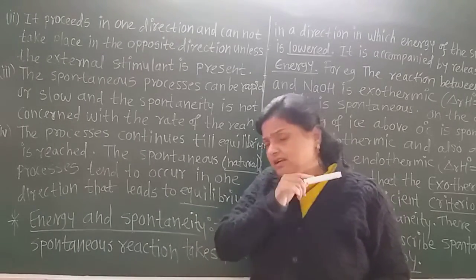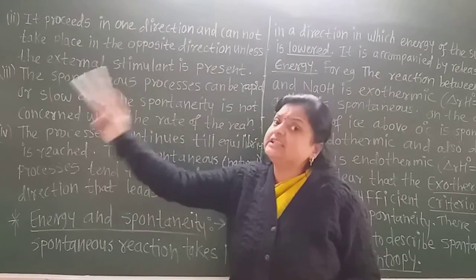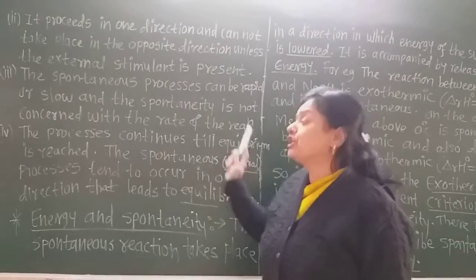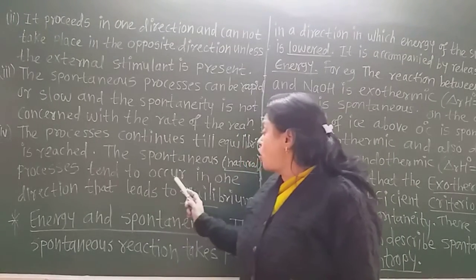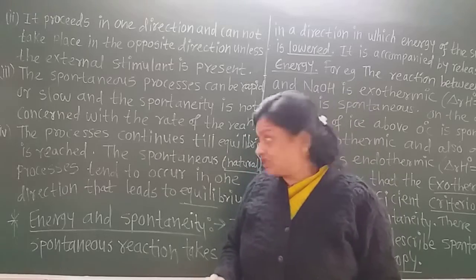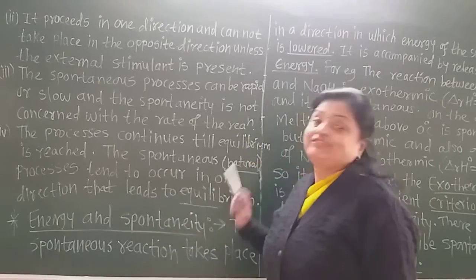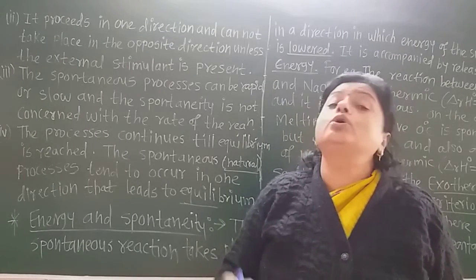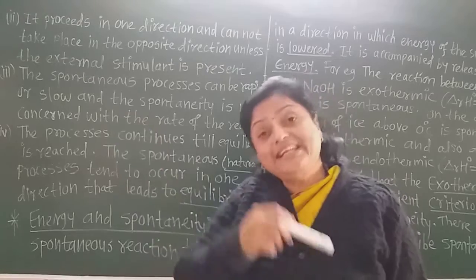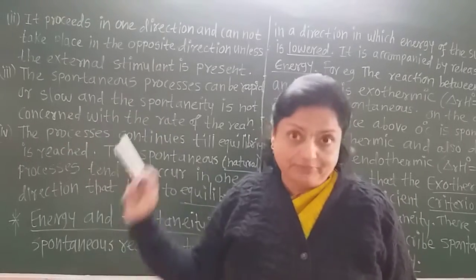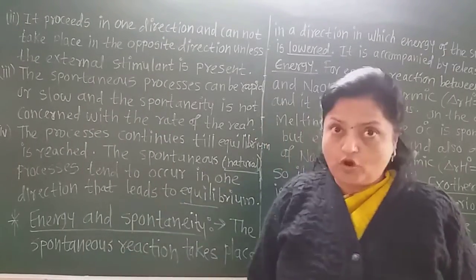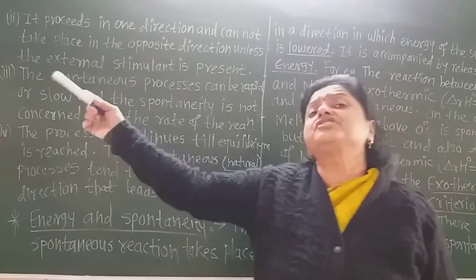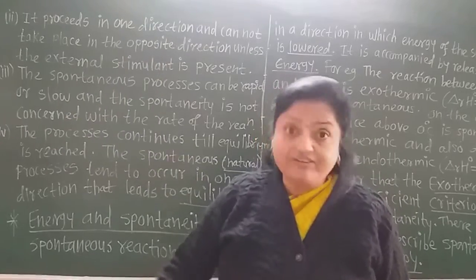This process continues in one direction until equilibrium is reached, and the spontaneous or natural processes tend to occur in one direction that leads to the equilibrium. The spontaneous processes always tend to occur in the one direction in which they acquire the equilibrium. That is the fourth point.